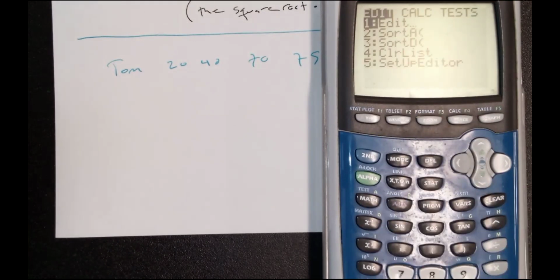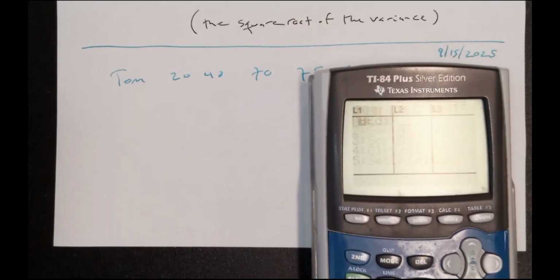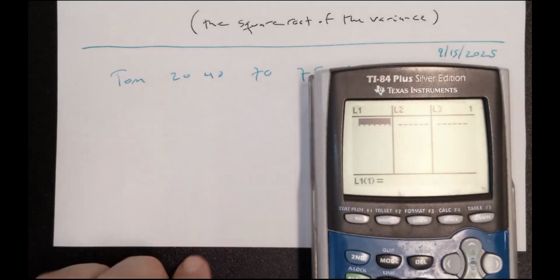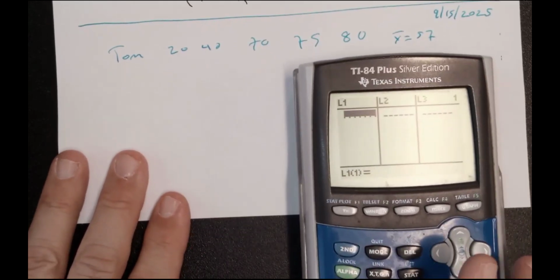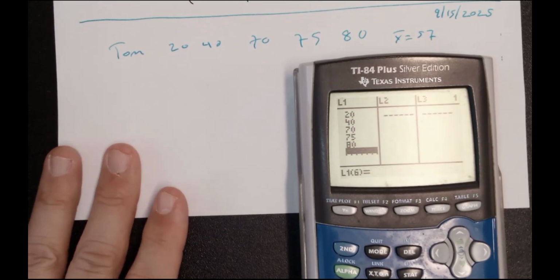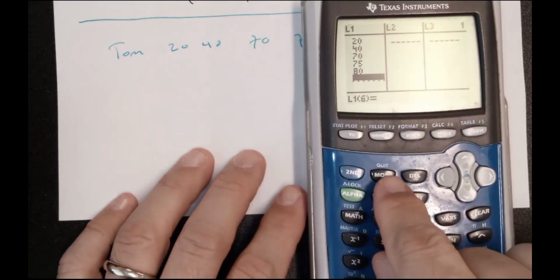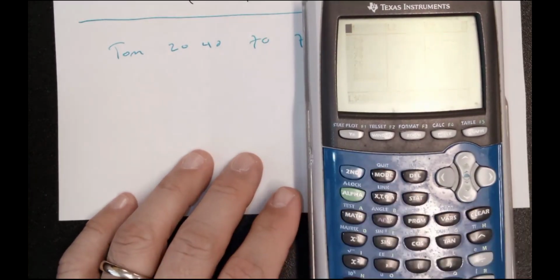So stat. There's my edit command. So I hit stat to edit my list. Hit enter. There are my lists, and I can type these numbers into one list. 20, 40, 70, 75, and 80. There's my list. I want it to do the standard deviation for me. I quit out of this. Quit is above the mode button, second quit.